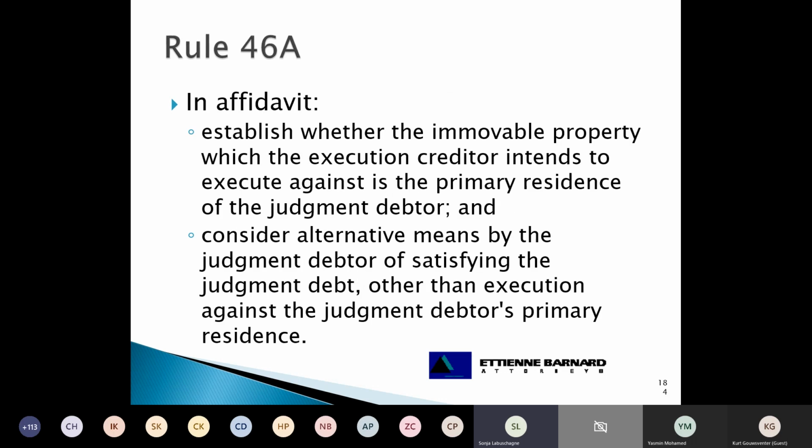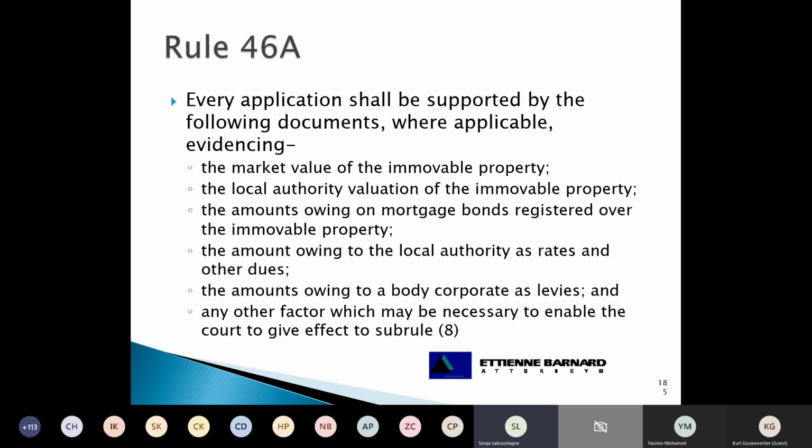And in the affidavit, you must give the court obviously as much information as possible. If there are any alternative means by which the judgment can be satisfied, if it's his primary residence, who lives there. Sometimes the plaintiff doesn't have this information because they don't know, but you must give as much information as possible. And then you need to support the market value, the local authority valuation, the money owed on the mortgage bond, the monies owed to the local authority, any other factor that may be necessary for the court. So wide discretion.